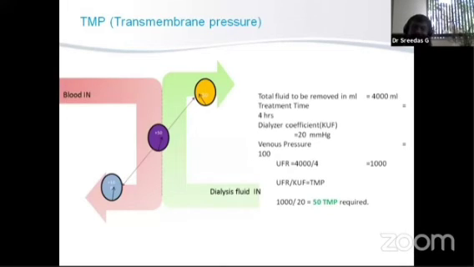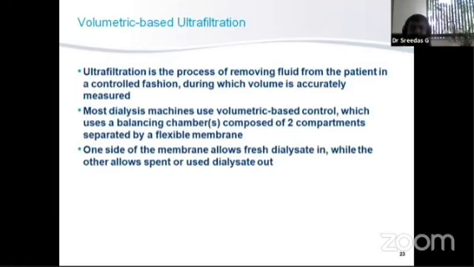So I think I'm clear, and you don't have to do anything. The machines are so sophisticated, you have to just type in the UF to be removed, as well as the treatment time. The machine automatically gives the TMP and subjects the circuit to the TMP. This is important because when you're using high flux dialyzers and removing large amounts of fluid, especially when doing convection-based hemofiltration therapies, you need very accurate control of the ultrafiltration volumes. So for that, you need to have a volumetric-based system of controlling the ultrafiltration.